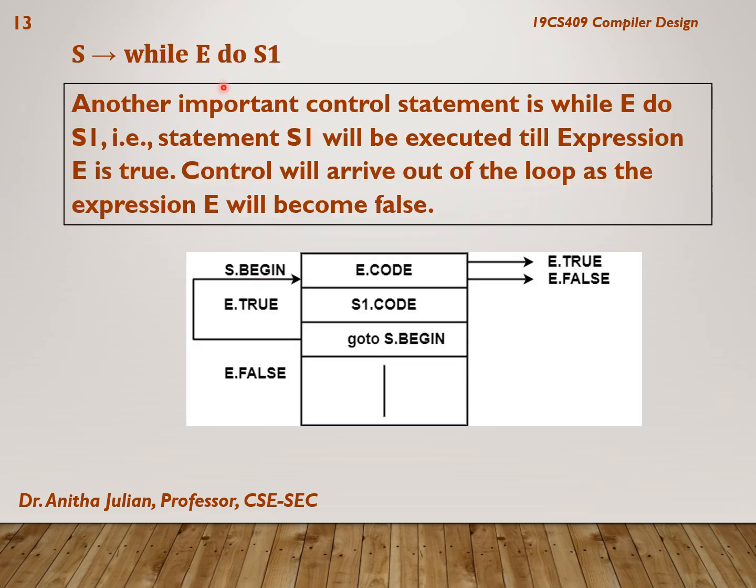Finally, we will see while E do S1. So another important construct is the while-do construct. Here it is the same discussion. We are going to have either a true value or a false value. Only thing is here it is in a loop. So we will go back to S.begin. We will keep on executing till the condition is false. When it becomes false, I will continue with the remaining of the program. As long as it is true, it is going to keep on executing the code S1.